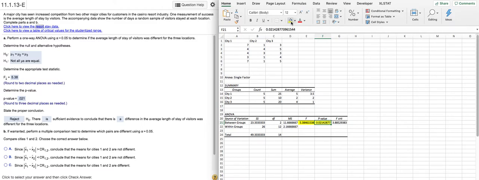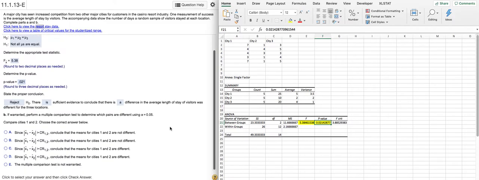So by now, hopefully you're getting a little more comfortable with how to interpret the results here. The F test is greater than the critical value, so with that approach, we would reject the null. And with the p-value approach, being that the 0.02 p-value is less than the alpha of 0.05, we would also reject the null. So that's stated here with the conclusion. We reject the null. There is sufficient evidence to conclude that there is a difference in the average length of stay of visitors across the three different cities.